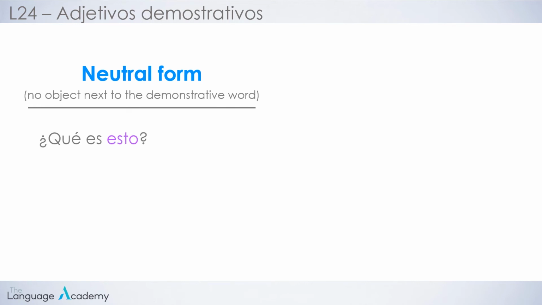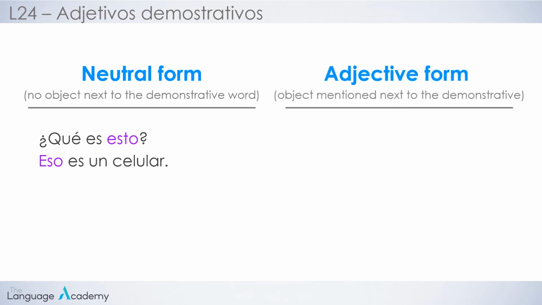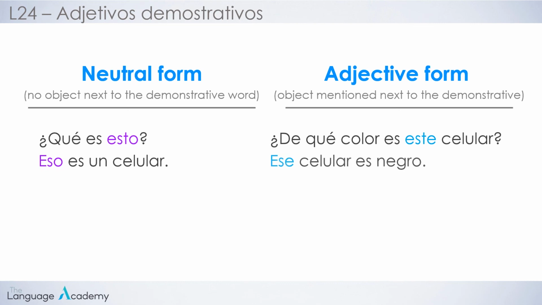For example, ¿qué es esto? What is this thing? Eso es un celular. That thing is a cell phone. And when we're using the other demonstrative adjectives, you must always mention the described object. ¿De qué color es este celular? The word celular is right next to the demonstrative adjective este. Ese celular es negro.